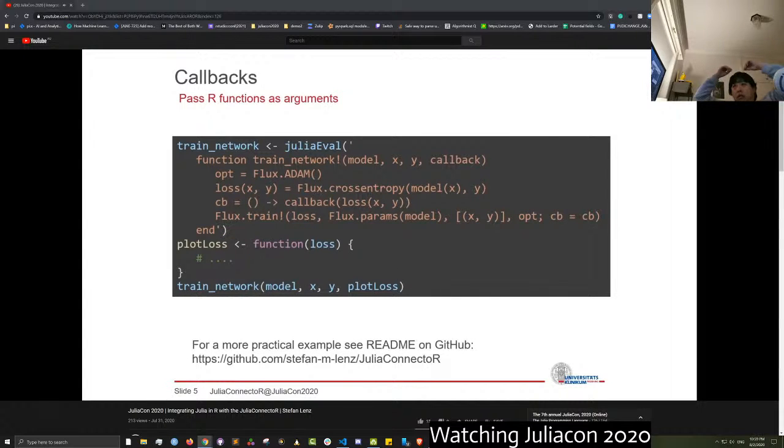R functions can also be passed as arguments to Julia functions. This allows to call back to R from Julia. Here we see how we can specify a callback function that is executed during the training. For this, we define again a training function that accepts as fourth argument another function. This callback function can be used to communicate the current training loss back to R during the training. This can be used to create a monitoring plot showing the training progress live. A complete example for this can be found in the README of the package on GitHub.